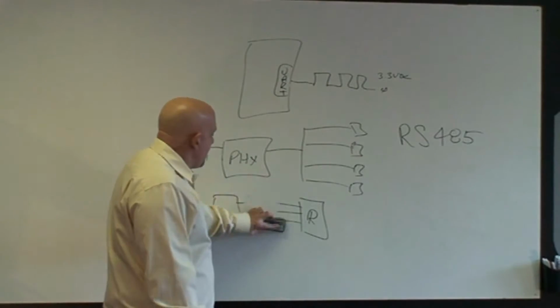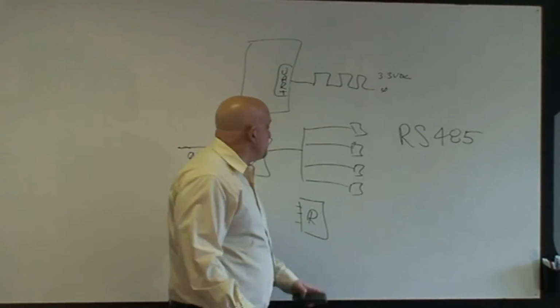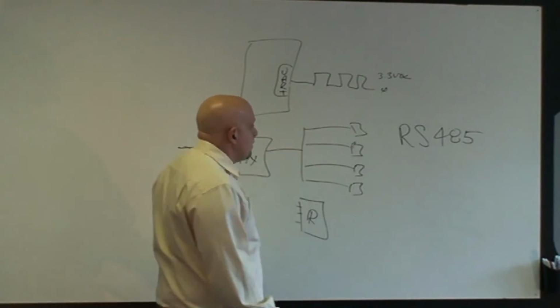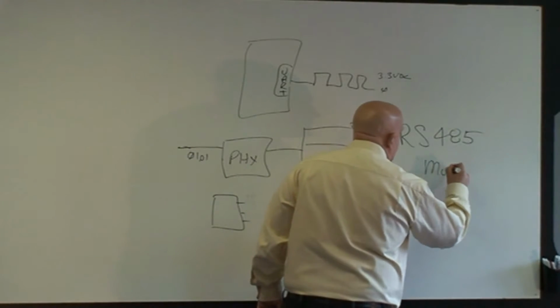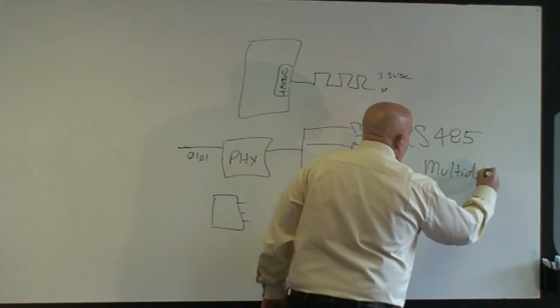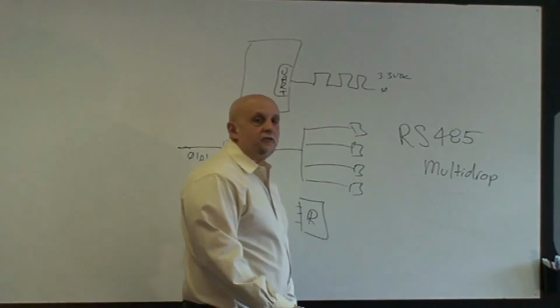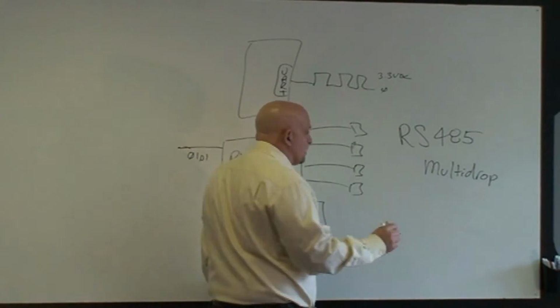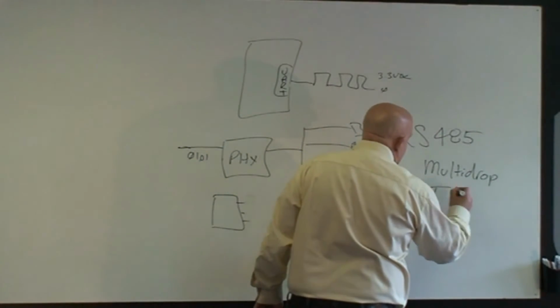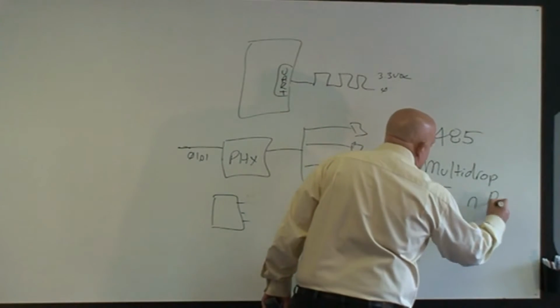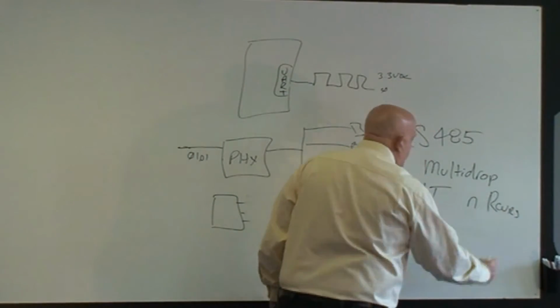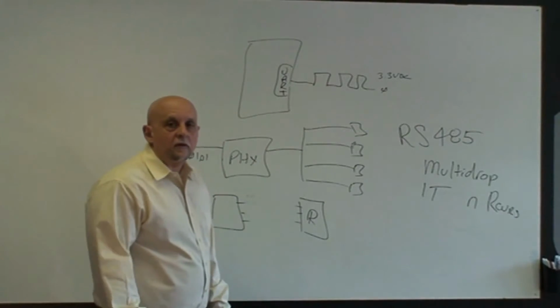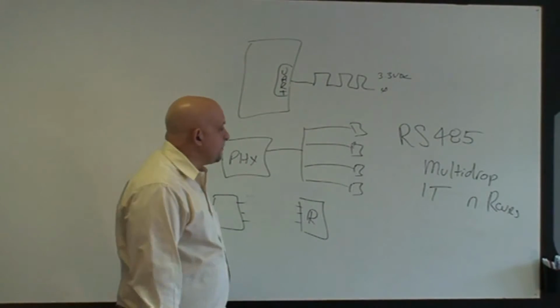So with RS485, the big thing is it's multi-drop. It's like this. Multi-drop. That means there's one guy transmitting and everybody else is listening. One transmitter and receivers. That's the big differentiator for RS485.